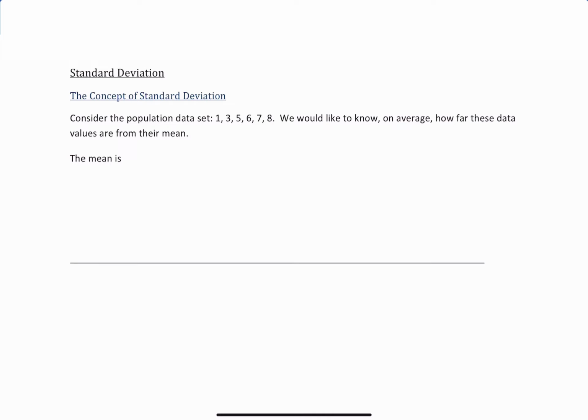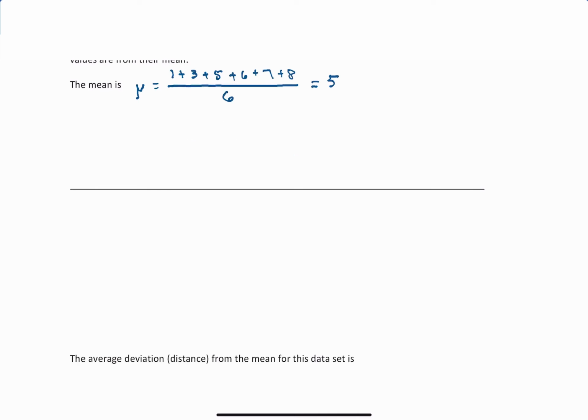So let's compute the mean first. It said this was a population, so I'm going to use mu for the mean, not x bar. And of course we get the mean by adding up the data values and dividing by the number of data values. There's 6 data values, so we'll divide by 6, and we get 5.